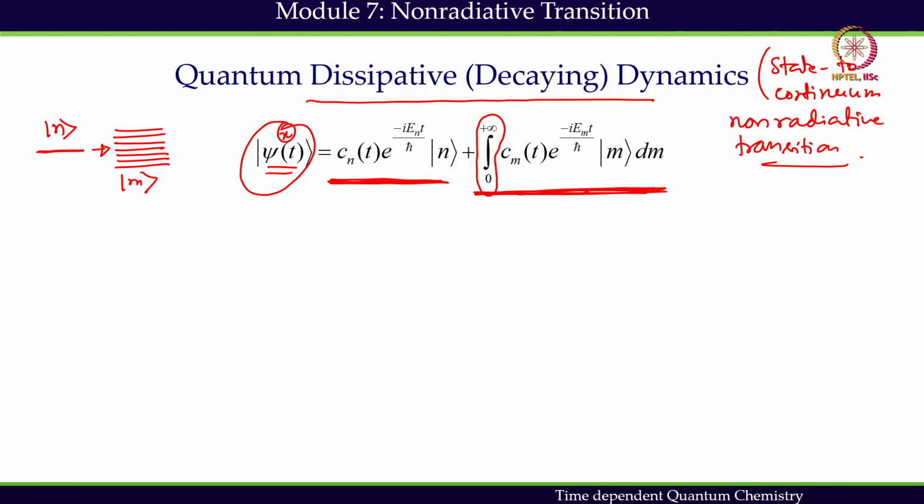The first term represents the initial state, and the second term represents the continuum of the final states. So, if this is the instantaneous wave function during the interaction time, then we have to solve it. We have to get the final expression for this, or in other words, we have to get the expressions for Cn and Cm from the time dependent Schrödinger equation. And the time dependent Schrödinger equation we have to write down this way, i ħ dψ/dt equals H psi(t).